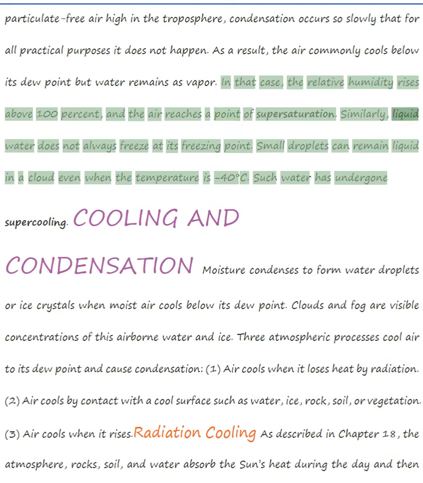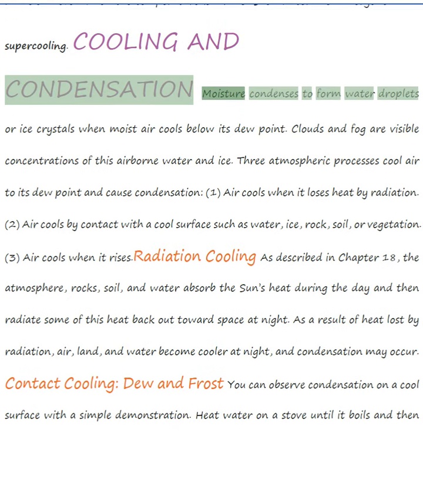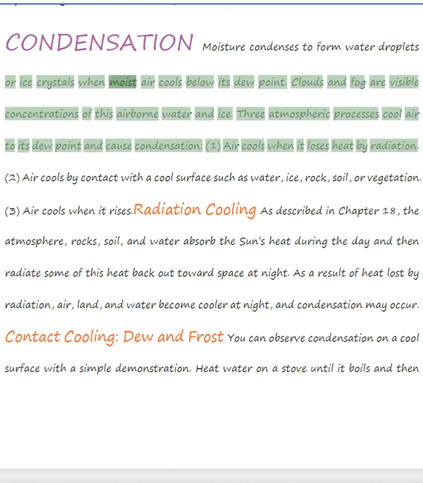Similarly, liquid water does not always freeze at its freezing point. Small droplets can remain liquid in a cloud even when the temperature is -40 degrees Celsius. Such water has undergone supercooling. Cooling and condensation: moisture condenses to form water droplets or ice crystals when moist air cools below its dew point. Clouds and fog are visible concentrations of this airborne water and ice.